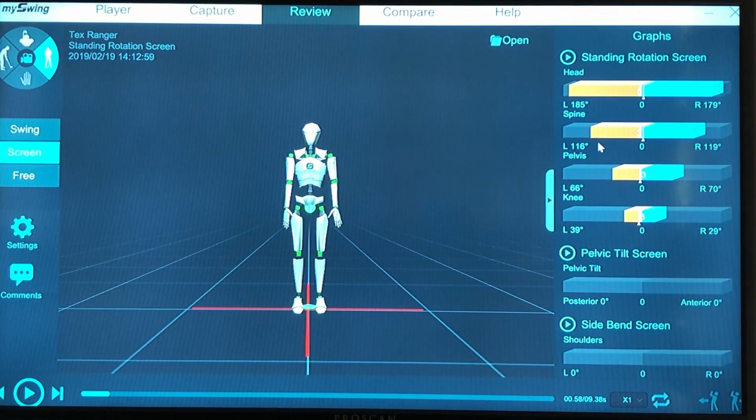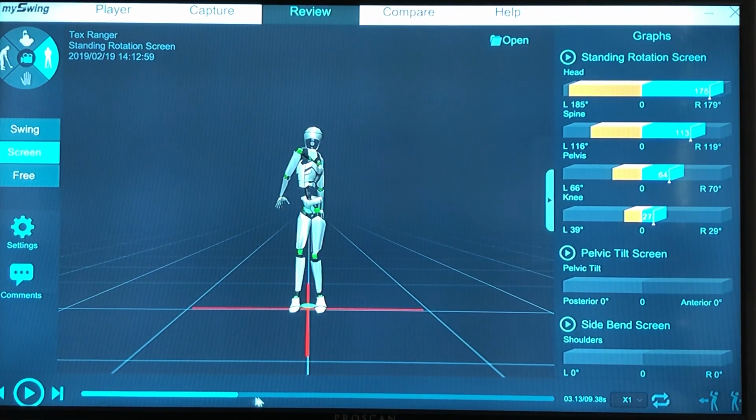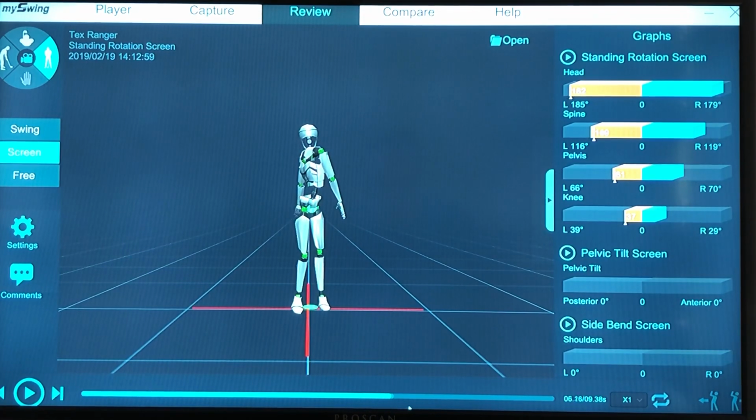The spine angles are very close, 116, 119, but the pelvis and the knees, something changes in through there. The right has much more mobility to the right for the pelvis, and the knee has less mobility to the right. So something has gone on over there. We're not sure about that. You can just look at it and see what the rotation is and what's happening with the player here.